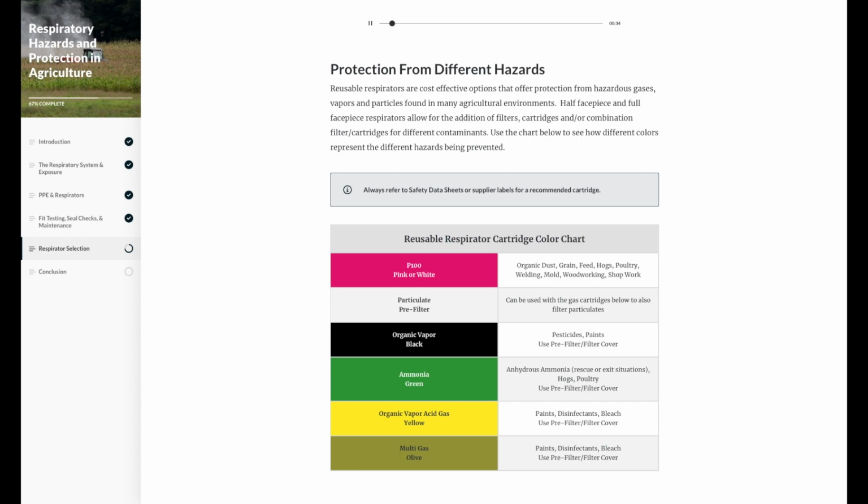Reusable respirators are cost-effective options that offer protection from hazardous gases, vapors, and particles found in many agricultural environments. Half facepiece and full facepiece respirators allow for the addition of filters, cartridges, and/or combination filter cartridges for different contaminants. Use the chart below to see how different colors represent the different hazards being prevented. Always refer to safety data sheets or supplier labels for the recommended cartridge.